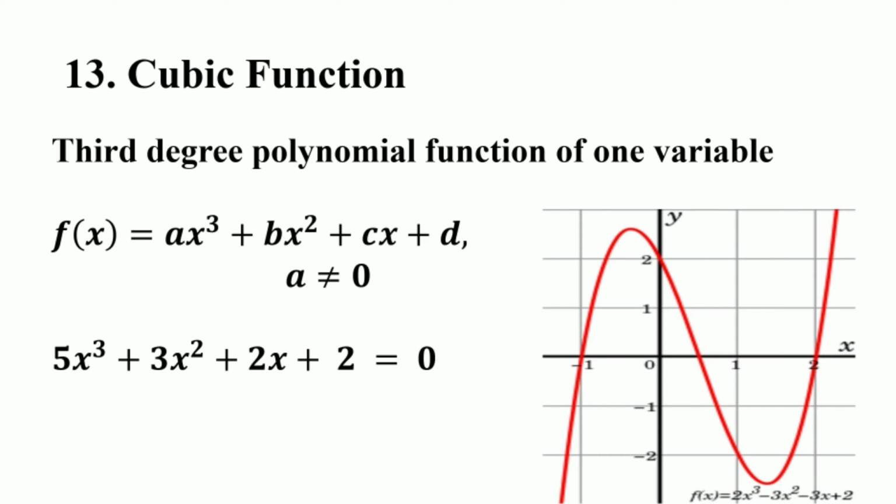The graph of a cubic function always looks like this, with a single inflection point and two critical points, which are a local minimum and a local maximum point. That is, two critical points are there.